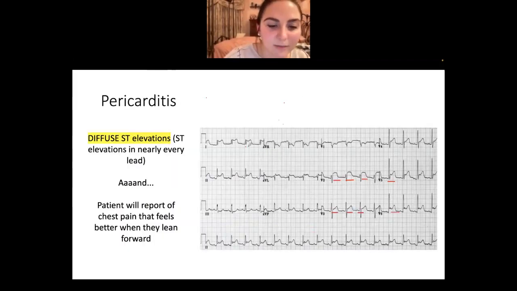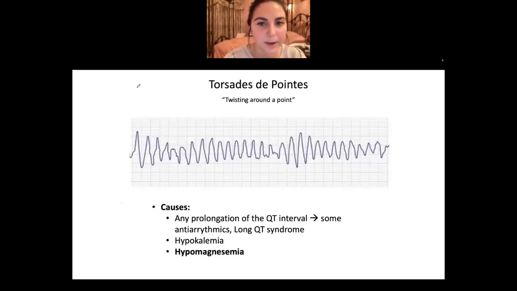If you're looking at the rest of the EKG though, and you just see ST elevations in every single lead, it's not great in lead 3, but every other lead has a very obvious one, you should think of pericarditis. So that's what this is. Those are your diffuse ST elevations. Maybe not every lead, but almost every single lead, you're going to have ST elevations. And then the icing on the cake is they're going to say they have chest pain that feels better when they lean forward. That's very, very specific for pericarditis. Okay.